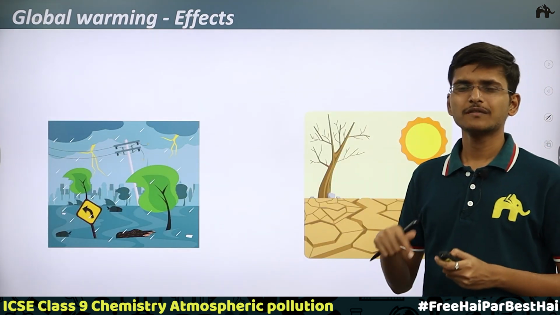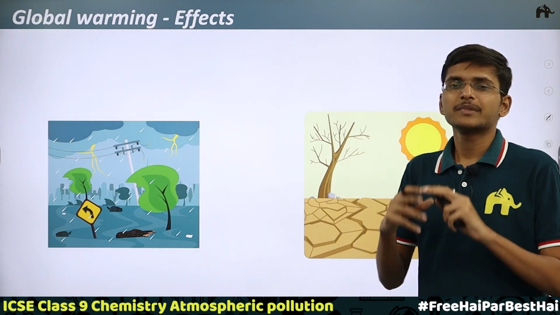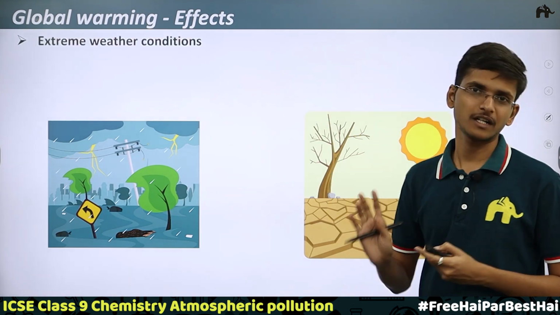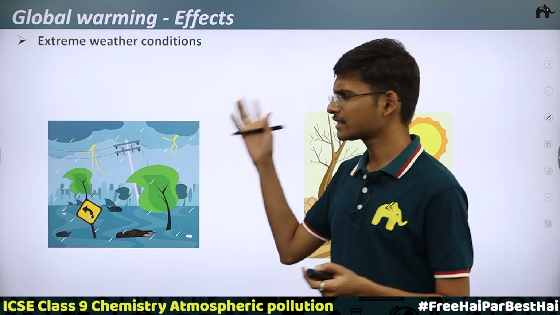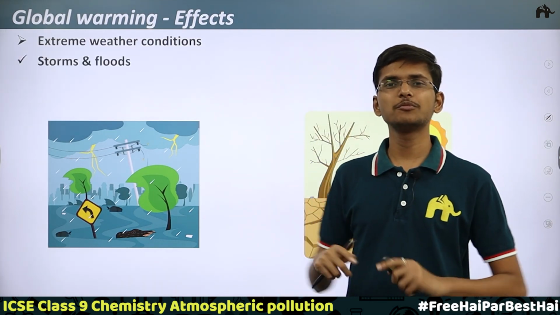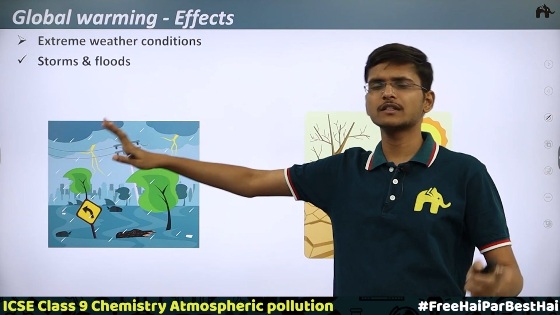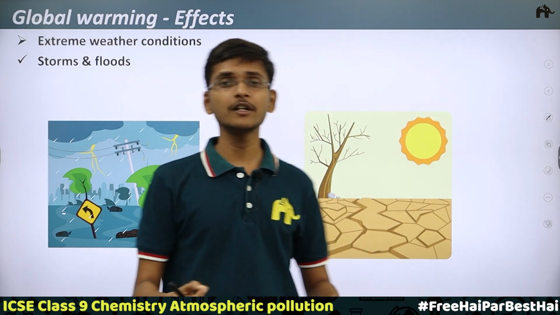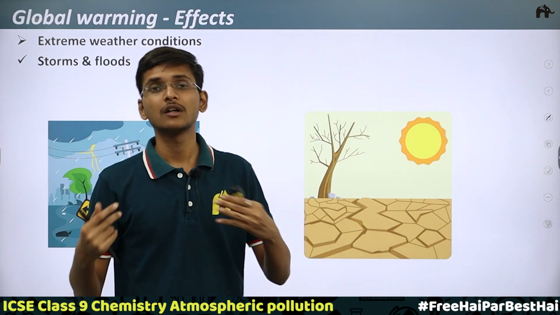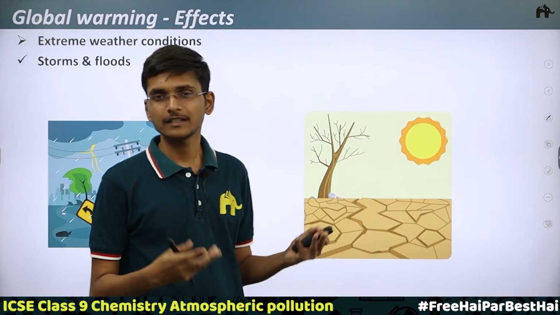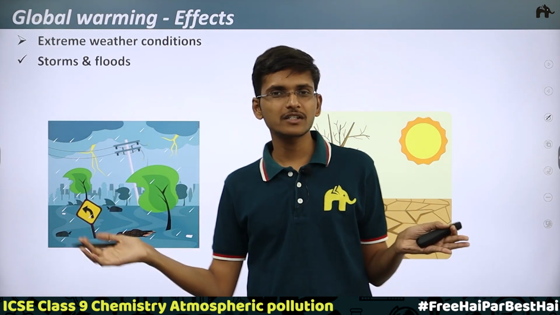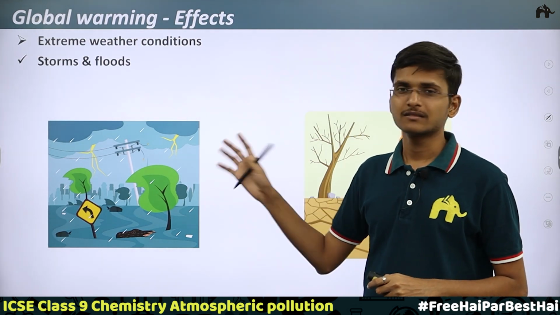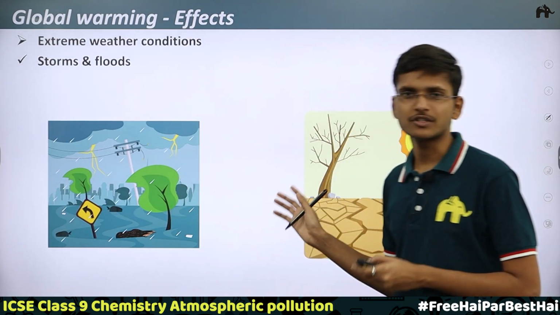Apart from this, because of the increase in the temperature of the Earth's surface, there would be high energy, and because of this high energy, there would be extreme weather conditions. So at some places, because of the global warming, there would be a huge amount of rain. There would be storms and huge amount of rain resulting into floods. And at some places, there won't be even a single drop of rain. It would turn the conditions into drought conditions. So these extreme weather conditions would definitely impact human life as well as the ecology, as well as the entire organisms which are present on the earth.